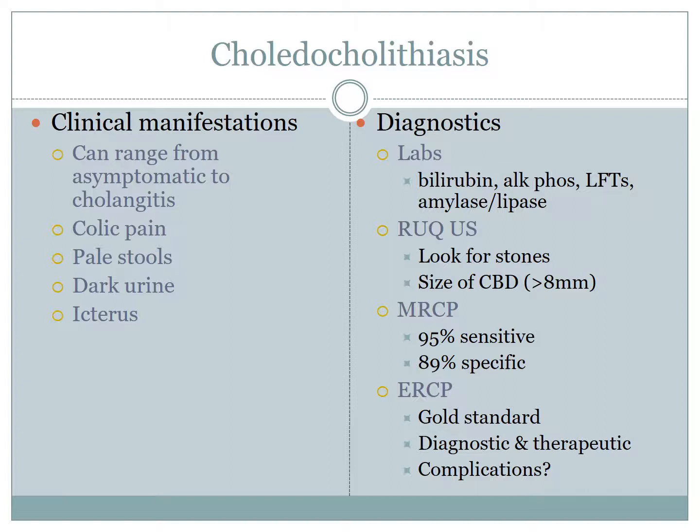And the dark urine, again, there's an obstruction. The bile isn't flowing into the GI system, so it's backed up into the circulatory system. It gets spilled by the kidneys, and patients will complain of tea-colored urine. So that's another important question to ask in your history and physical. And obviously they'll be jaundiced.